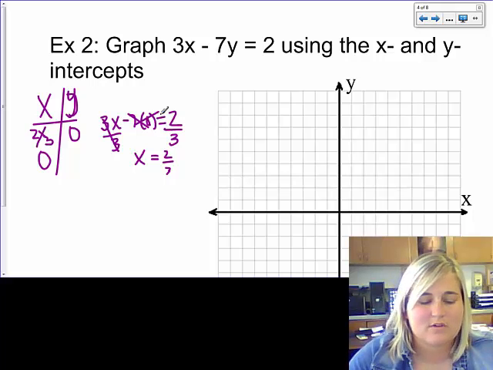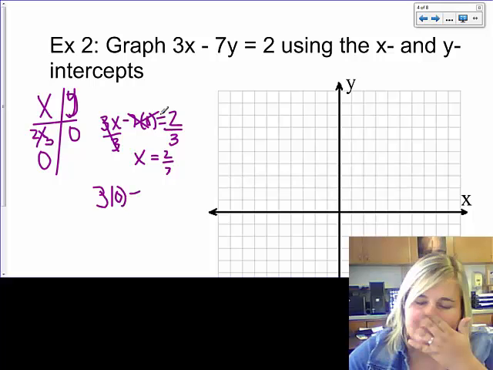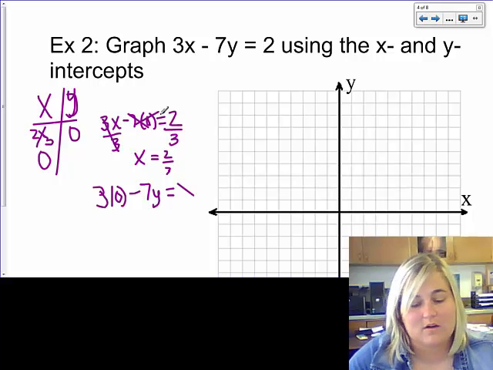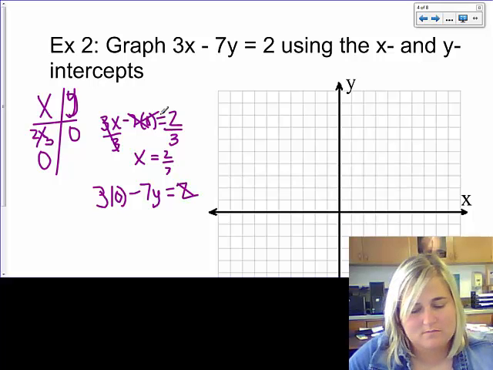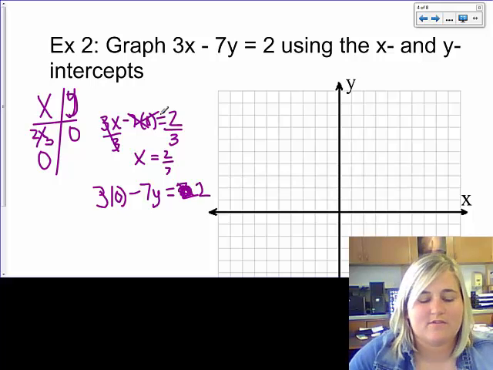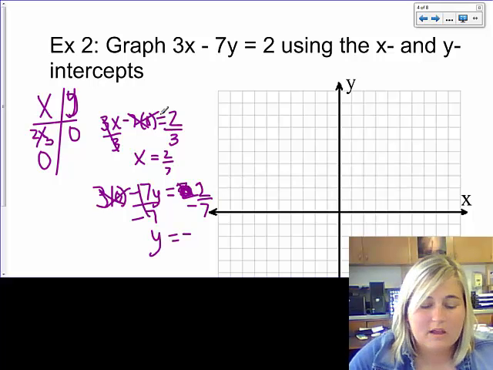Okay. Do the same thing to find the y-intercept. I'm going to plug in 0 for x. So I have 3, instead of x, I'm going to put 0, minus 7y equals 2. That looks like an 8 now. 2. How about that? Okay, so 3 times 0 cancels out. I have to divide by -7 on both sides to get y by itself. So I'm left with y equals -2/7.